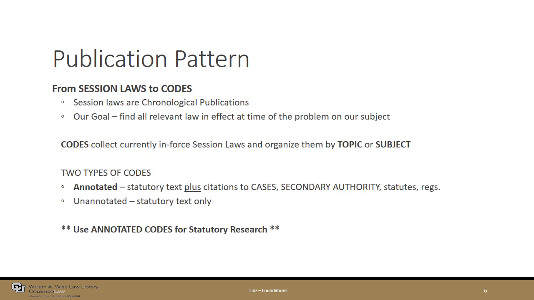After the session law volumes are created, the next step is to create codes. A session law publication, because it is a chronological publication, is fast to be published. You simply collect the slip laws, organize them by the order in which they were enacted, and you can publish that law and it's available to the public.